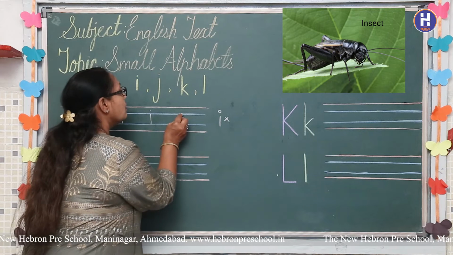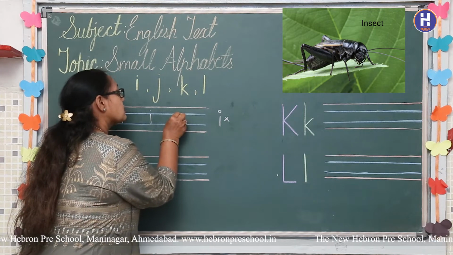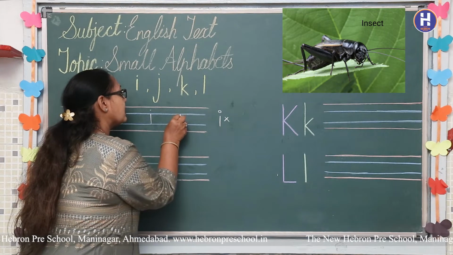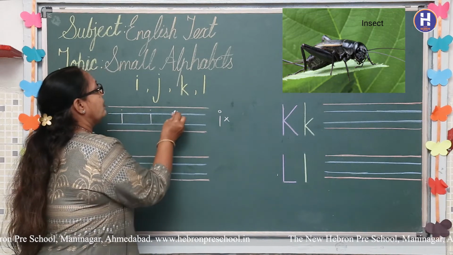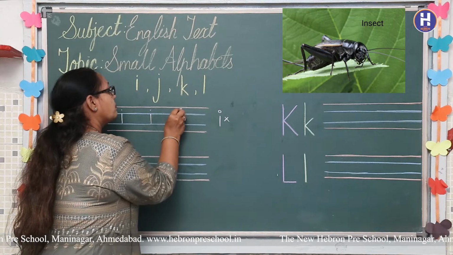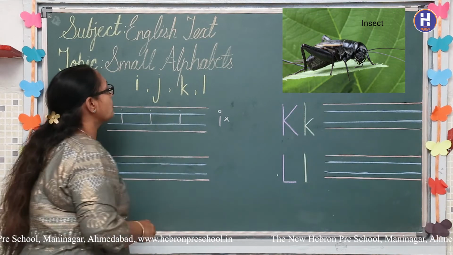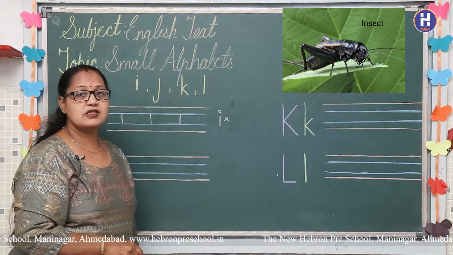Again, start from the first blue line, make a standing line till second blue line and a dot between red to first blue line. This is I.